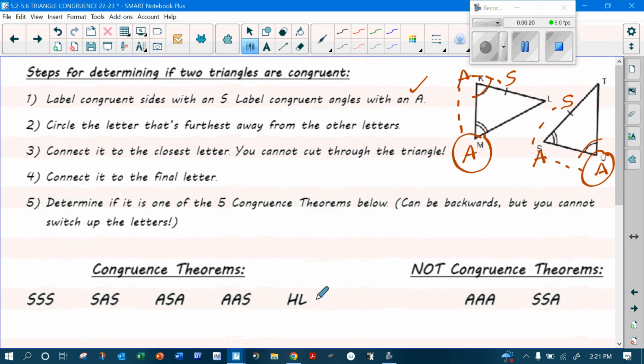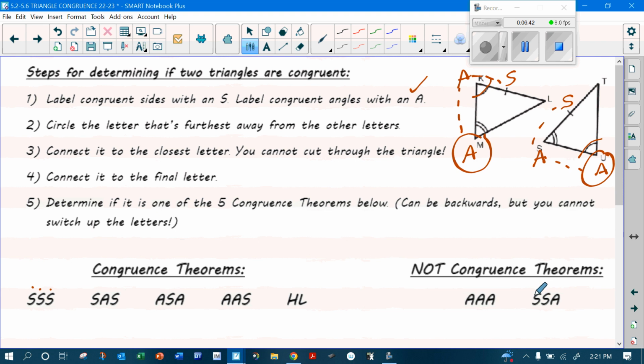So these are your options. The 3 S's, this stands for side, side, side. Side, angle, side. Angle, side, angle. Angle, angle, side, or hypotenuse leg. Notice there is no angle, angle, angle, or side, side, angle, and yes, this is a bad word spelled backwards.